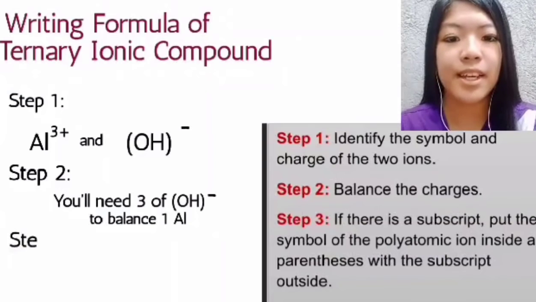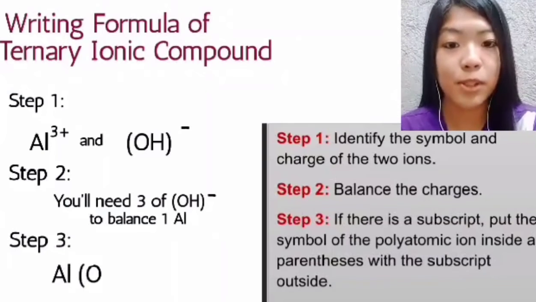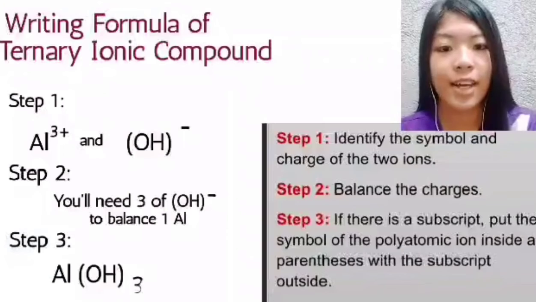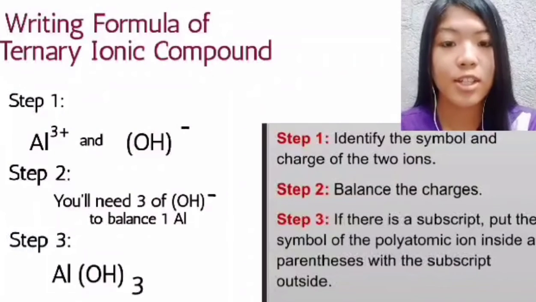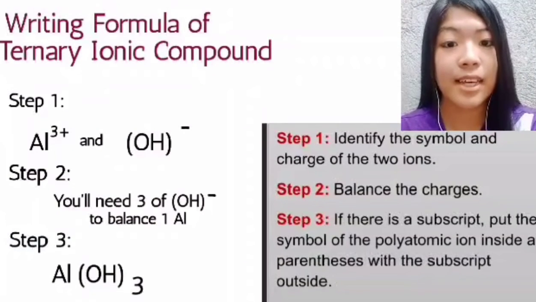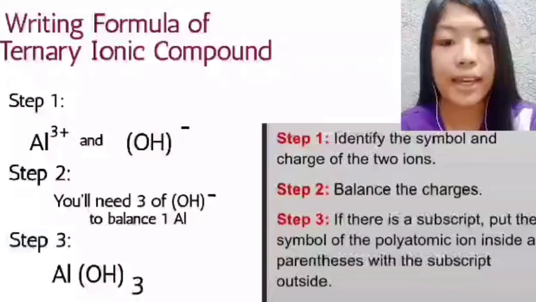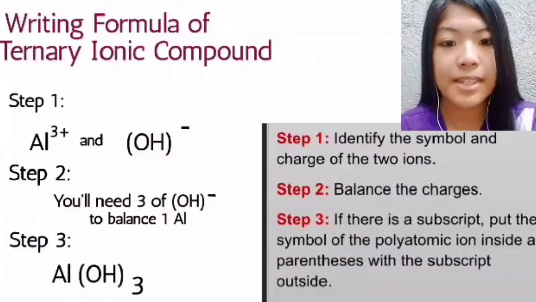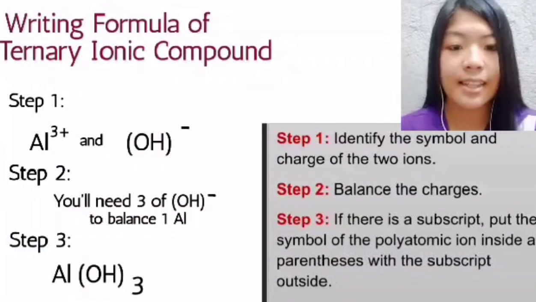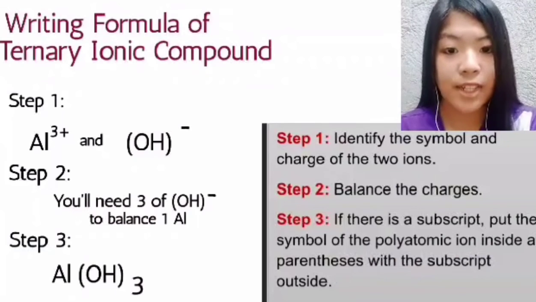Now for step 3, write the symbol of aluminum, which is Al, and we have a subscript of 3, so we have to put the symbol of the polyatomic ion in the parentheses and then the subscript outside. So it will be Al, then OH will be inside the parentheses, and then the subscript of 3 is outside the parentheses.